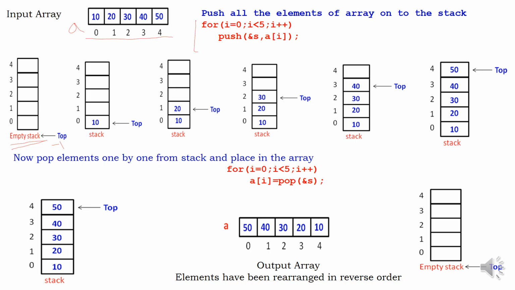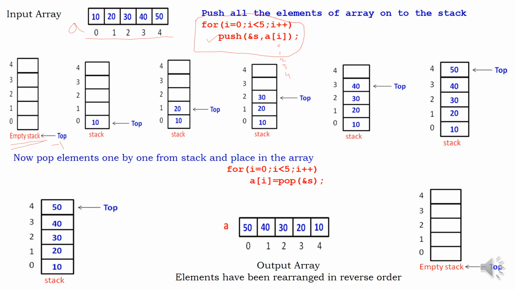We execute these statements: for i assigned to 0, i less than 5, i plus plus, push s comma a of i. That is push a0, push a1, push a2, push a3, up to push a4. So 5 times this push statement will be executed. Every time i varies, i becomes 0, 1, 2, 3, 4. a0, a1, a2, a3, a4 will be pushed. See, in this fashion, we push all the elements.